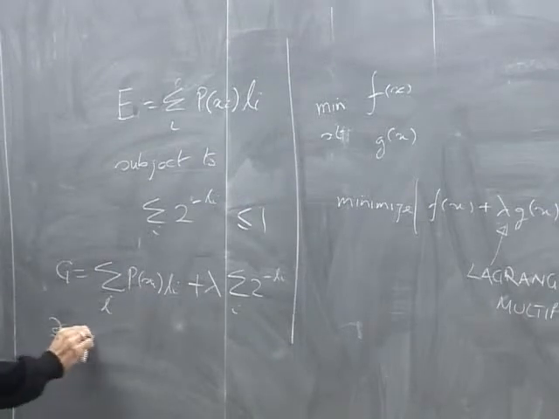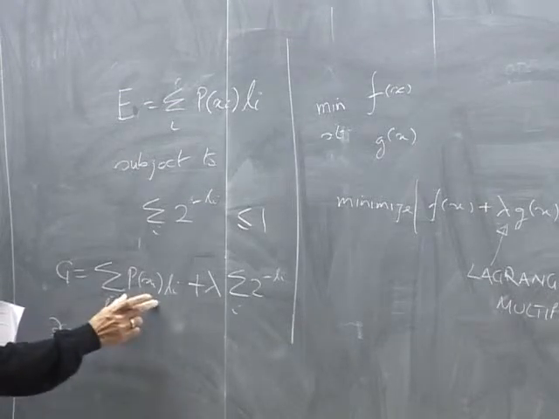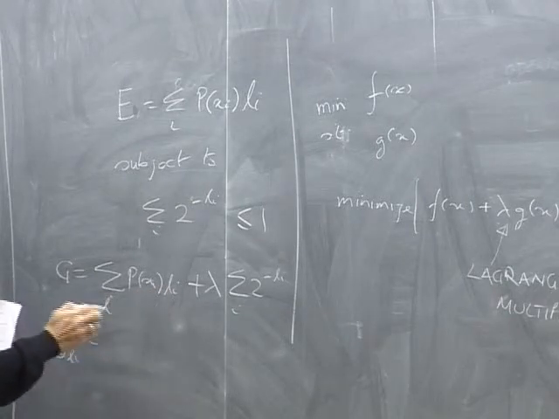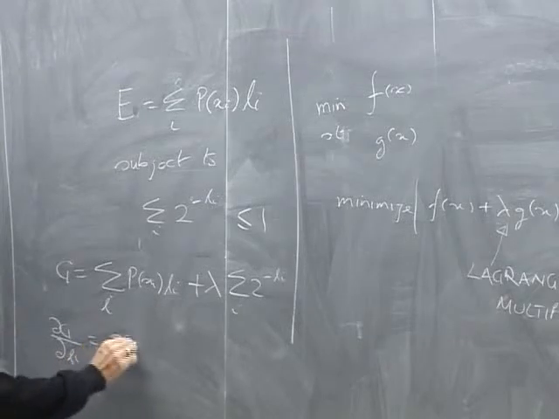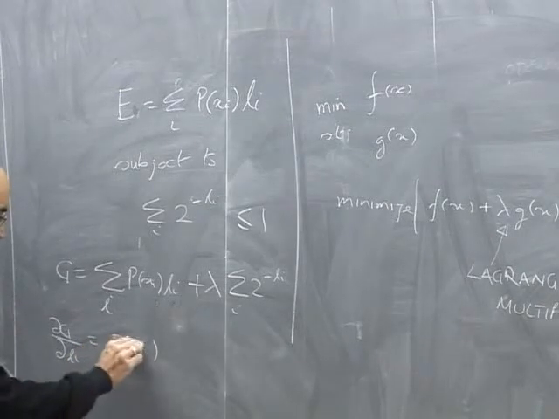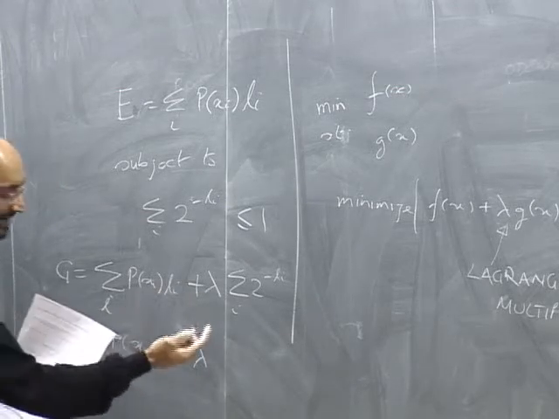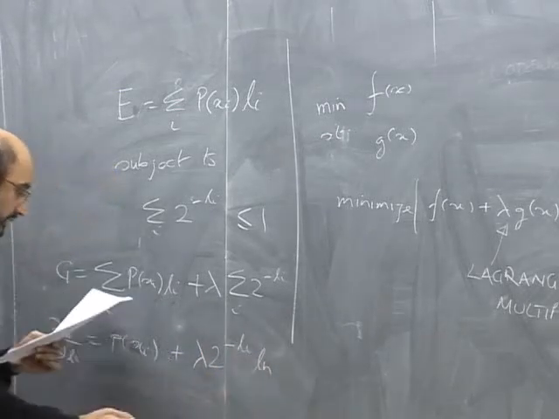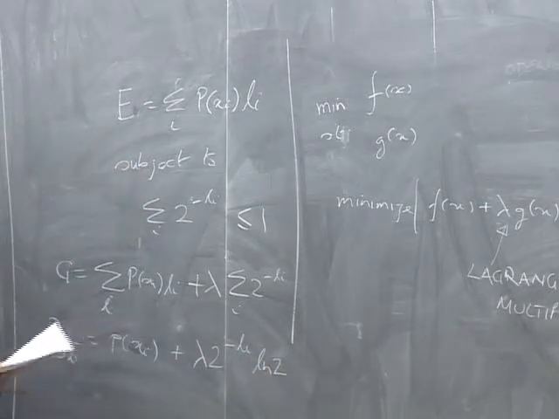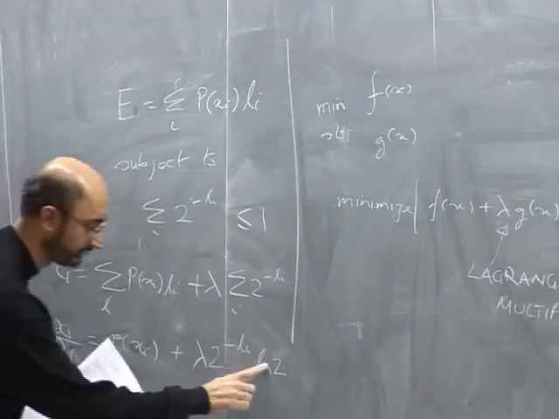If I take the partial derivative with respect to li, well, this is p(xi) li, so that's a constant with respect to lj. That drops out, and all the derivatives of li with respect to lj are 0. They just drop out as well. So all you get is nothing more than p(xi). And then from here, we get lambda, and the derivative of 2 to the minus x is going to be 2 to the minus x times ln 2.